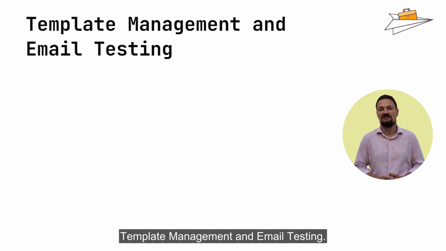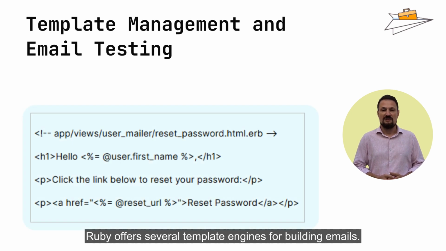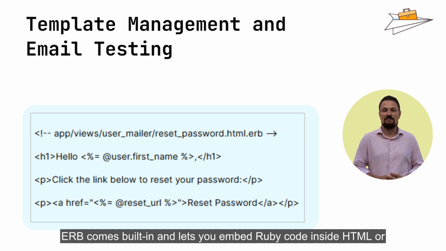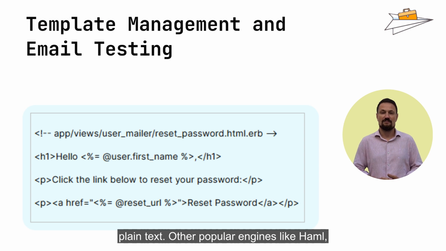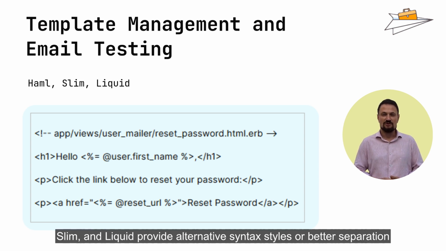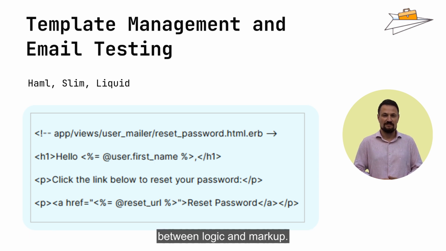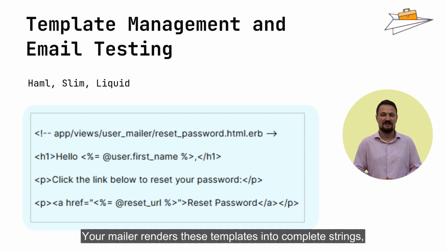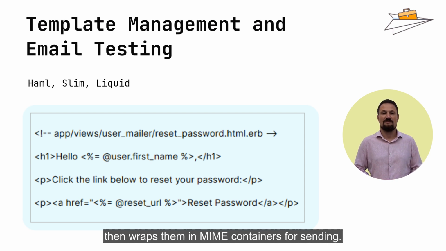Template management and email testing. Ruby offers several template engines for building emails. ERB comes built in and lets you embed Ruby code inside HTML or plain text. Other popular engines like Haml, Slim, and Liquid provide alternative syntax styles or better separation between logic and markup. Your mailer renders these templates into complete strings, then wraps them in MIME containers for sending.